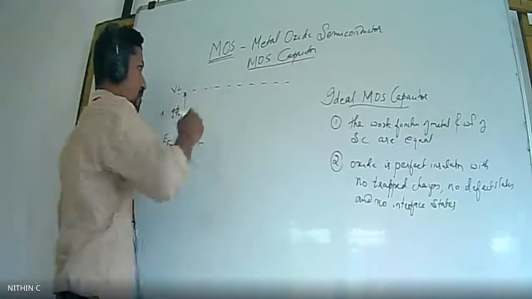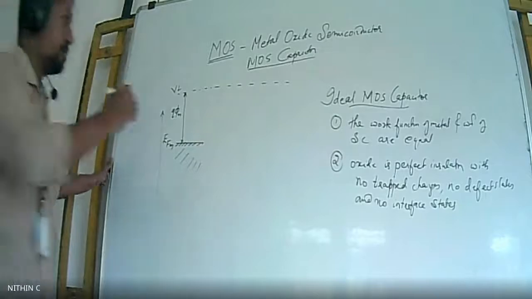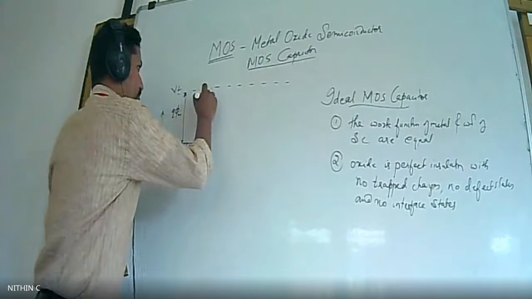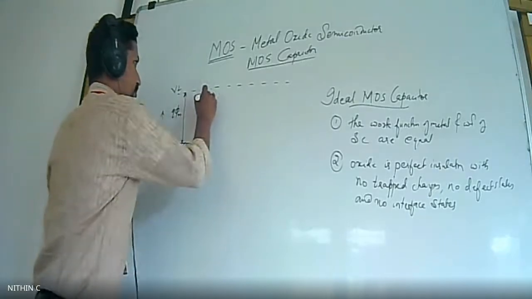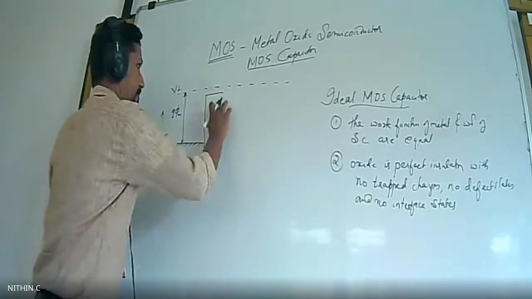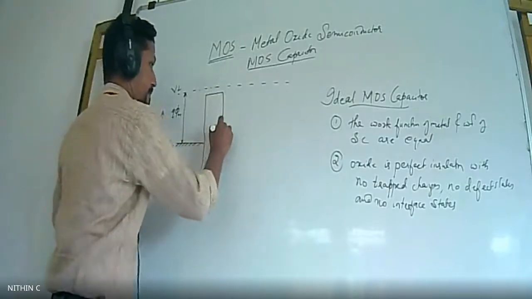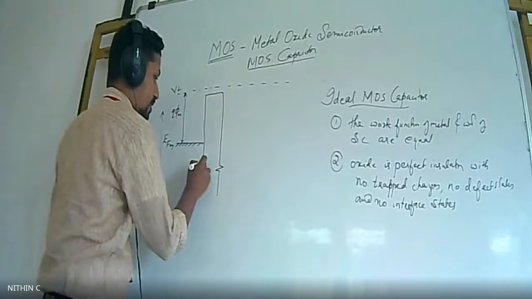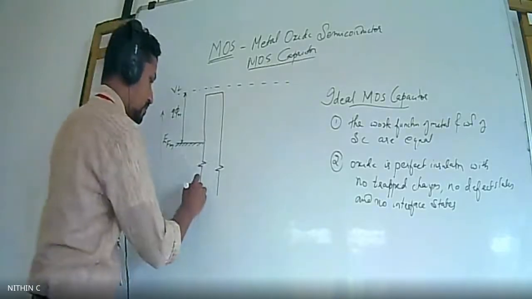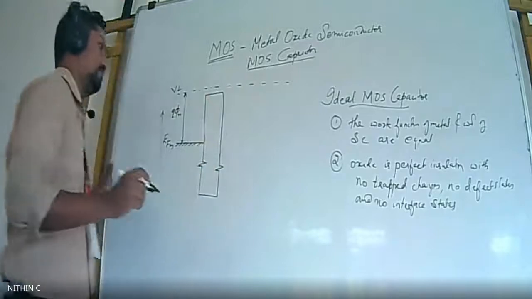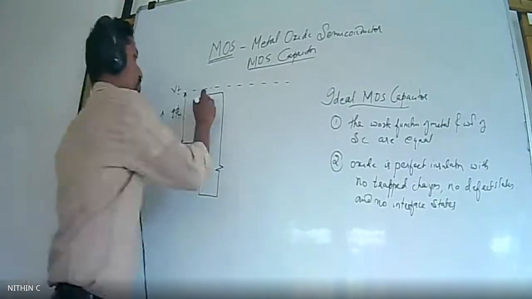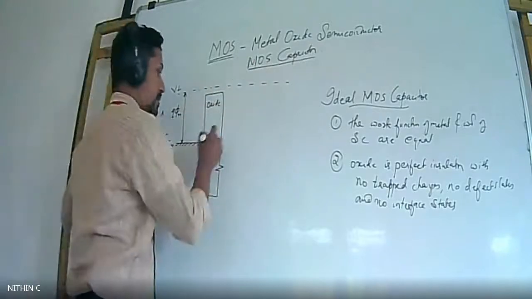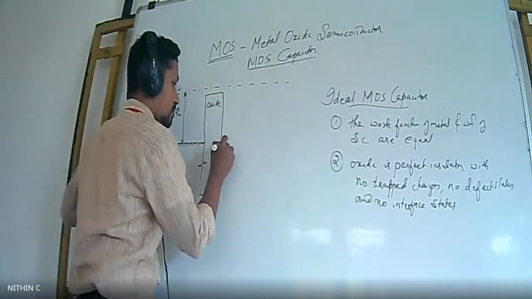Next, you will have an oxide layer. For the oxide layer, you can draw it like this. This will be your oxide layer. After that, you will have your semiconductor.